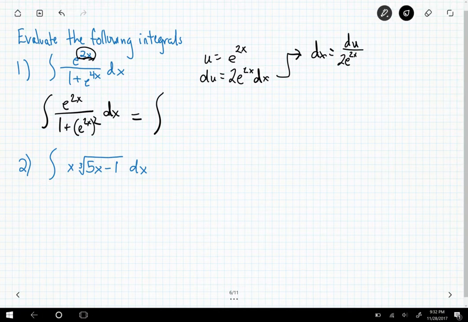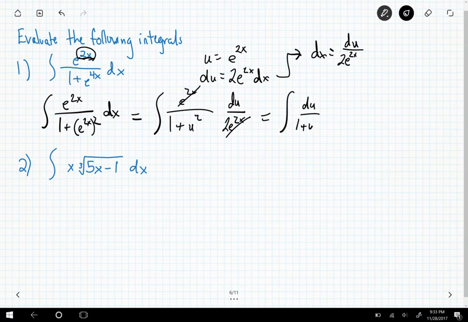Didn't need that extra dx there. So you get du over 2e to the 2x in that part. So we'd have e to the 2x times 1 plus, now this e to the 2x, so let's write it as u squared. And the reason for that will become known in a second. And you have a du over 2e to the 2x. So notice what happens is we're allowed to cancel out this one and this one. And so what we're left with is then just an integral of du over 1 plus u squared.